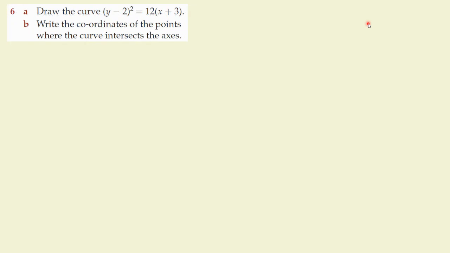Okay, question 6. So we've got another parabola here that is offset. Its vertex is going to have moved. We want to draw it, and we're going to write down on our sketch the coordinates of the point where it intersects the axes. So let's have a go at that then. I should know straight off from this that my vertex is -3, 2.